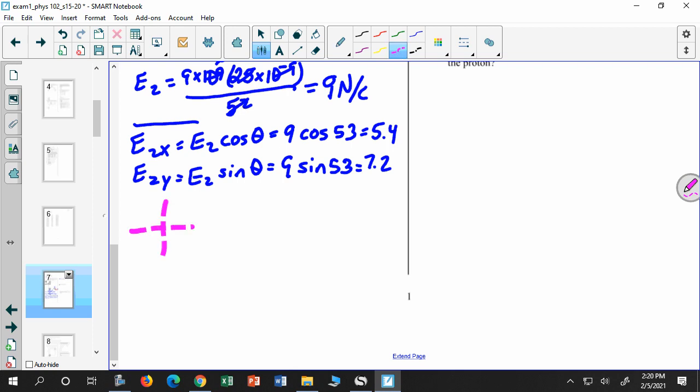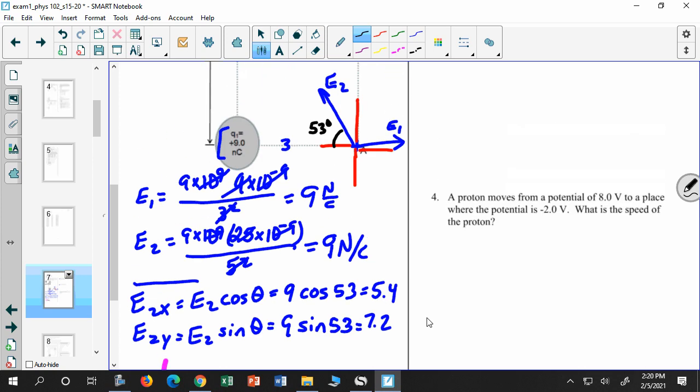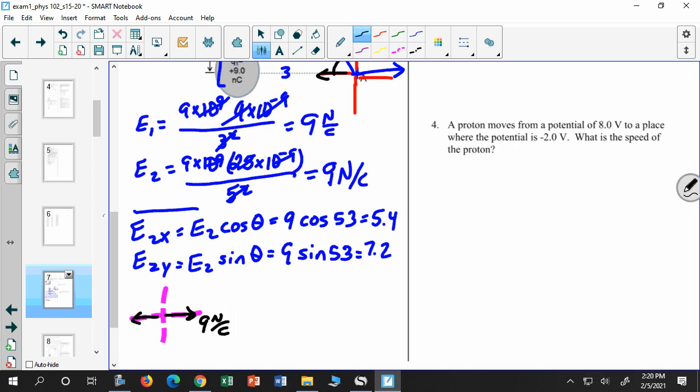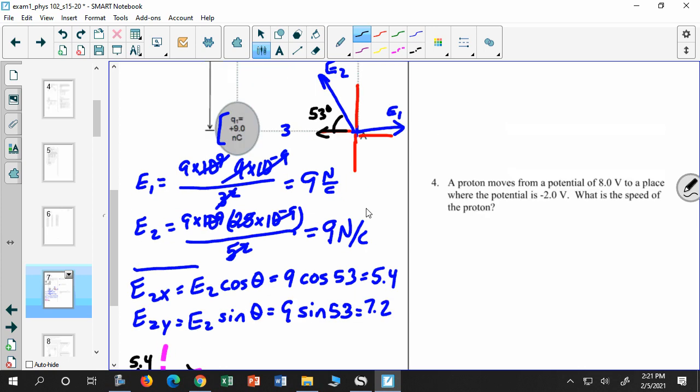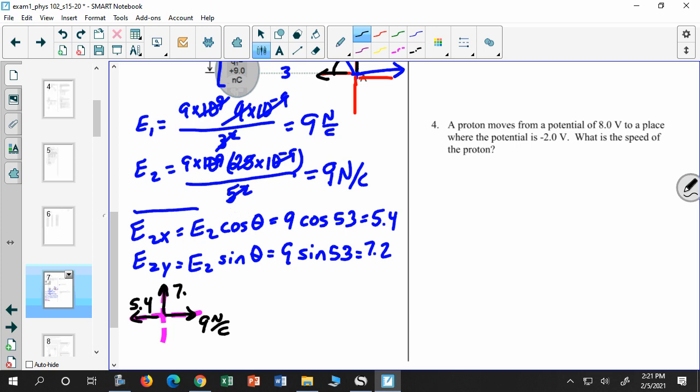I like to do it. You don't have to, but I find that it helps me to think about my vectors and then draw those vectors on here. So I have E1, which is in this direction. That's 9 newtons per coulomb. And then I have E2x. E2x is going to be in this direction. So E2x is 5.4. And then E2y is going to be in this direction. So that's going to be 7.2.